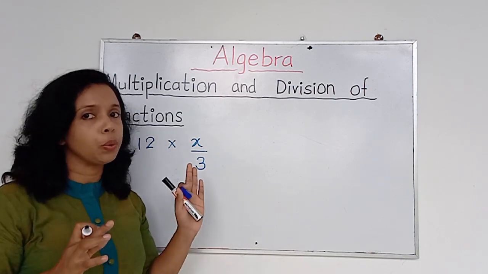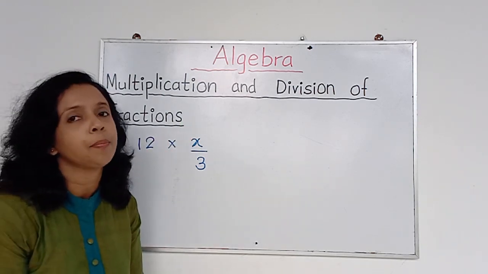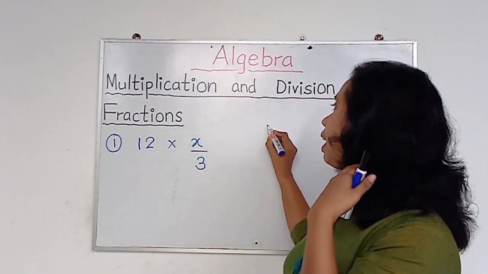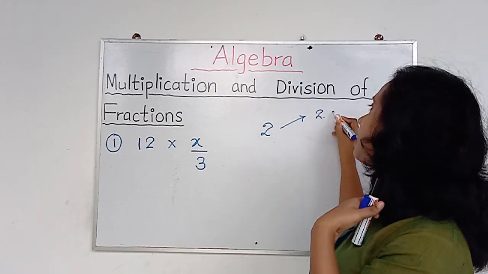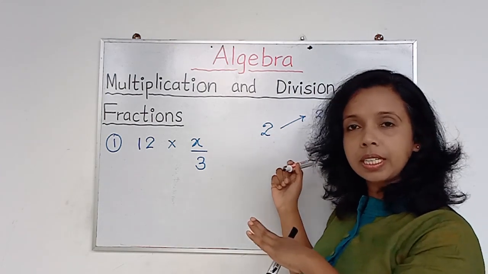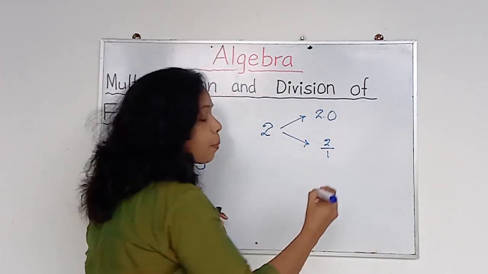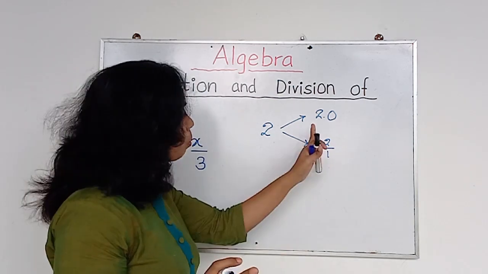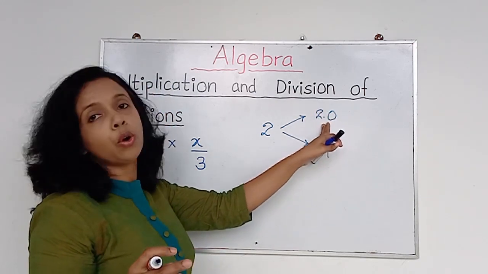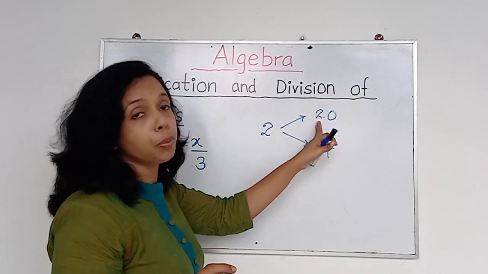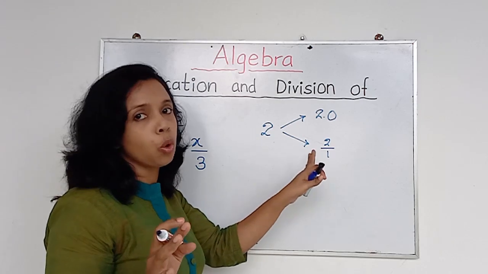So what you can do, if you have this type of thing, can you convert this 12 into a fraction? I have told you this. Can you remember? I told you 2 you can write as 2.0. So it's the decimal version, right? Or else I can write this 2 over 1 as a fraction. So both are the same. But normally we don't show it like this. So in decimal form 2 we can write as 2.0. In fraction form we can write 2 as 2 over 1.